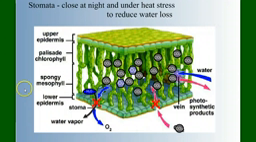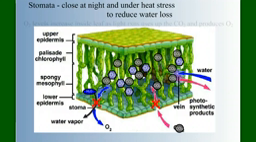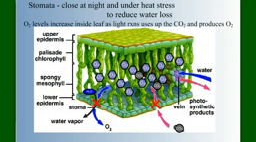Now, as photosynthesis progresses, we're going to consume carbon dioxide and produce oxygen. And so the composition of the air inside the leaf is going to change. As photosynthesis continues to progress, the levels of O2 are going to keep rising and the levels of carbon dioxide keep going down. So the question is, why is that a problem?